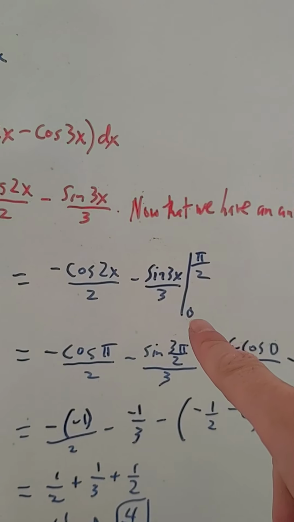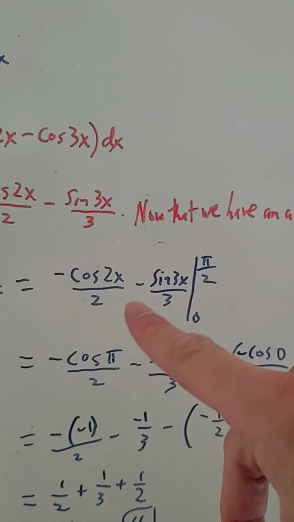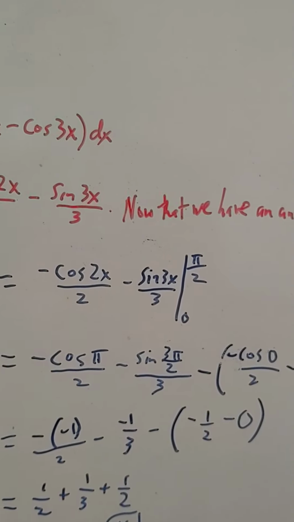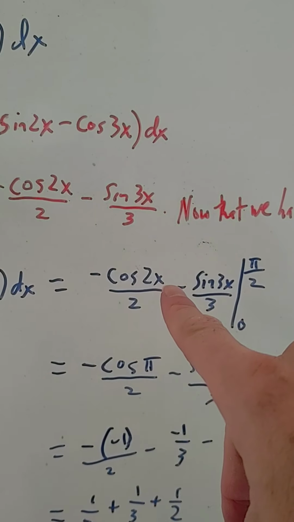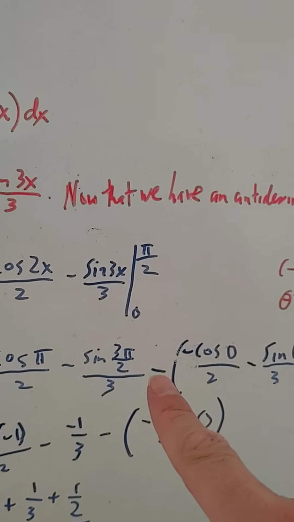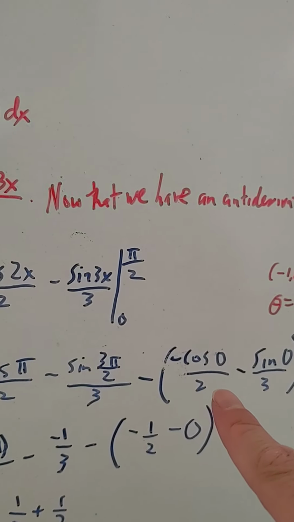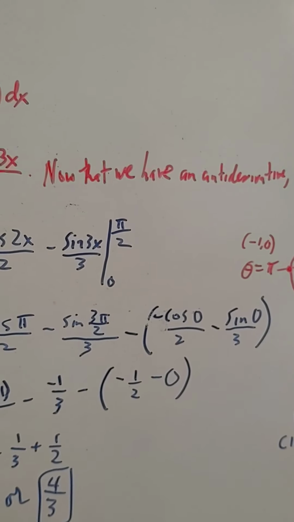Minus, and now we input the zeros. Be careful here. When you input zeros, that doesn't automatically make these terms equal to 0, as we're going to see. When I input 0, 2 times 0 is 0. So this is going to be negative cosine of 0 over 2. So I got minus negative cosine 0 over 2, and then similarly, minus sine 0 over 3.